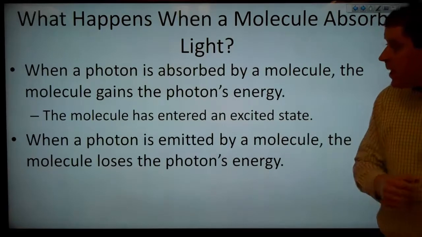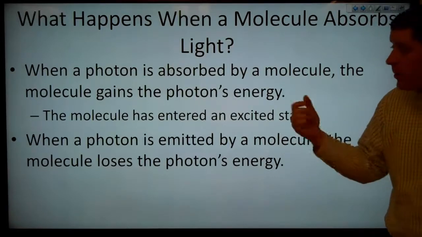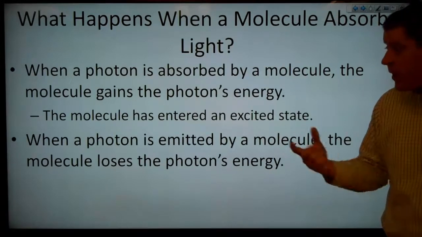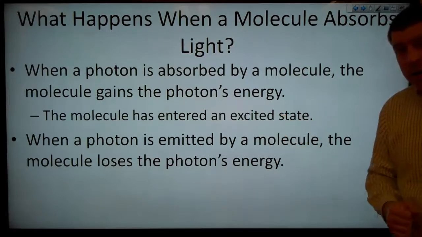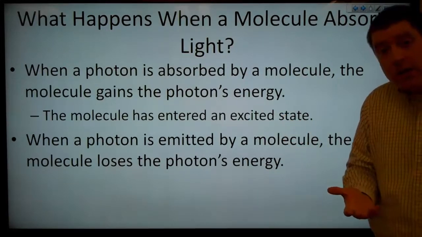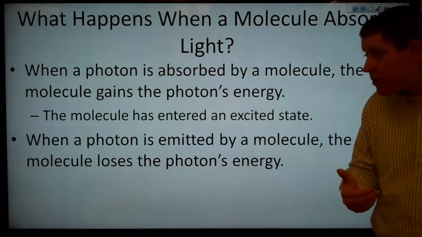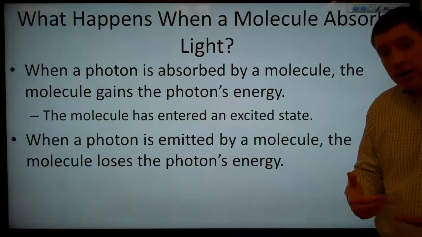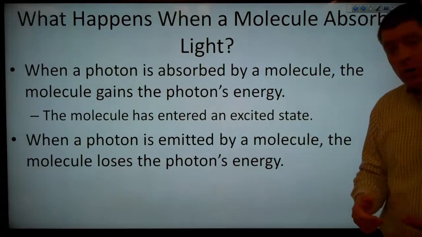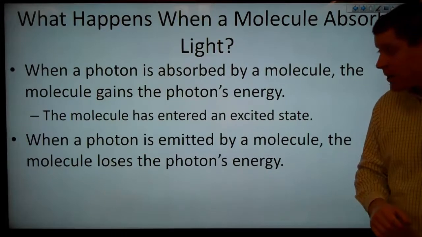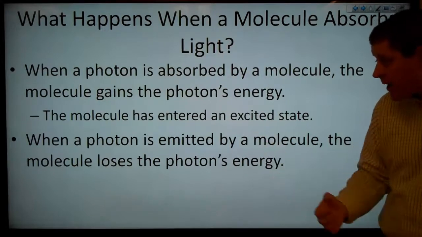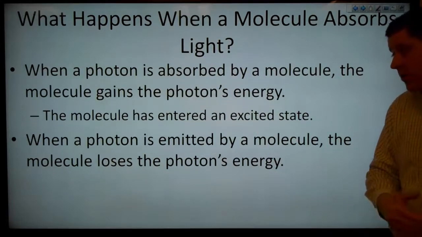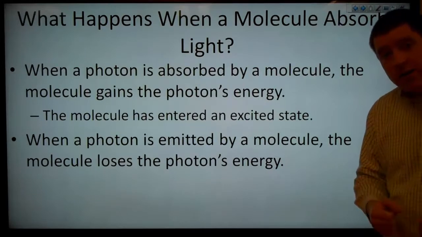So when a photon is absorbed by a molecule, the molecule gains the photon's energy. The molecule has now entered an excited state. It may already have existed in an excited state, but most molecules exist in the ground state. So when it absorbs the energy, it's now been promoted up to an excited state. When a photon is emitted by a molecule, the molecule then loses the same amount of energy that the photon carries away.